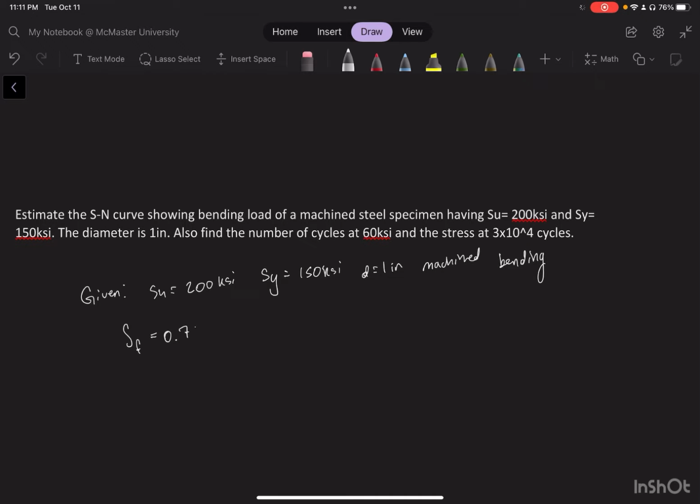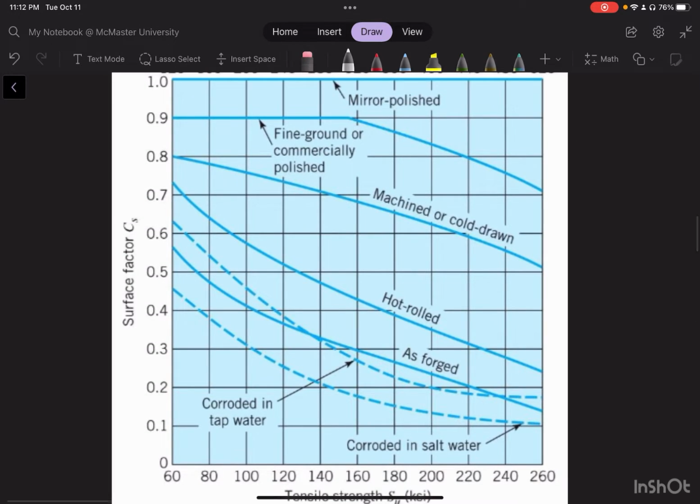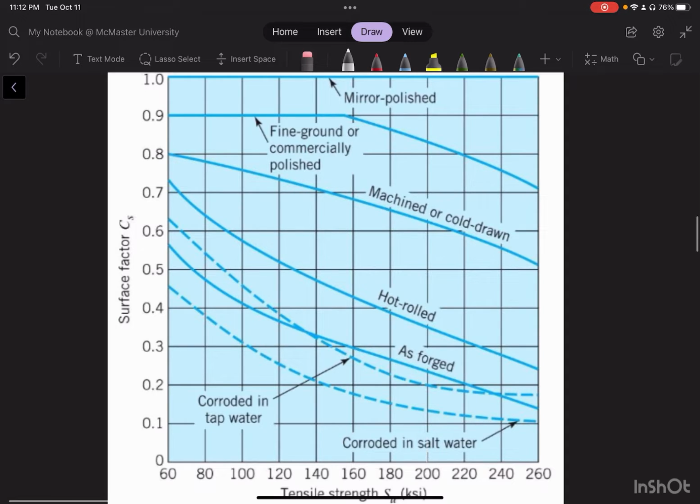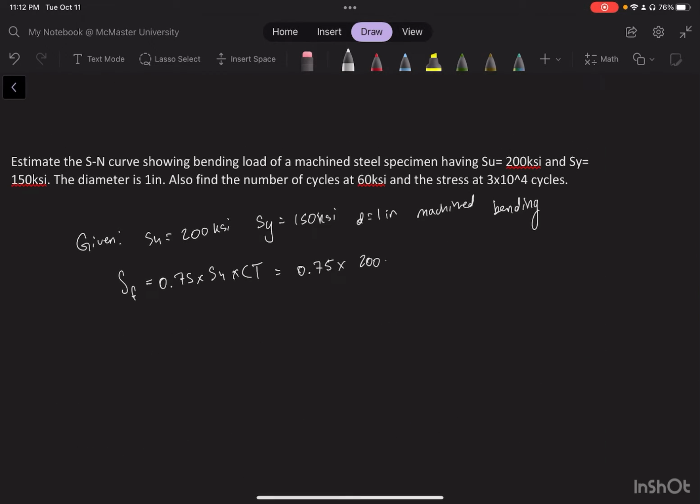which would be 0.75 times the SU value times CT, which we'd get from one of the earlier tables that was shown. So 0.75 times 200 is our SU value, sorry. And if we go up to this graph here, we start off at 200 KSI. We go up towards the machined curve, and we'd go towards the y-axis here, which gives us roughly a value of about 0.62 being the value of CT. So 0.62, which would equal 93.